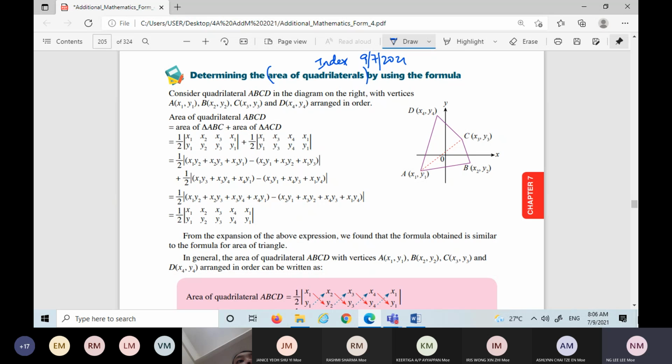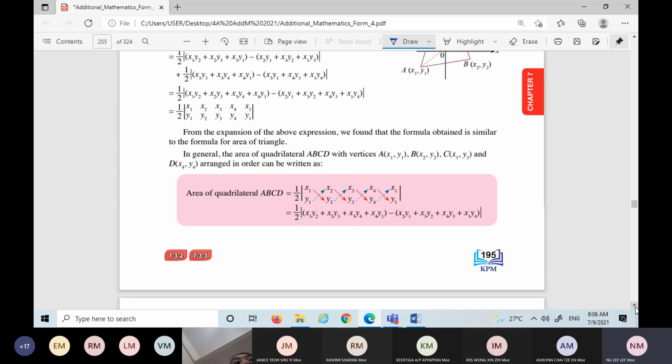So for your notes, you just write down this. Same thing: when you see the red color, the arrow pointing down means it's positive, the sum of the products. And then the arrow pointing up, the blue dotted line one, is the sum of the products, but put the negative. So here is negative, minus.